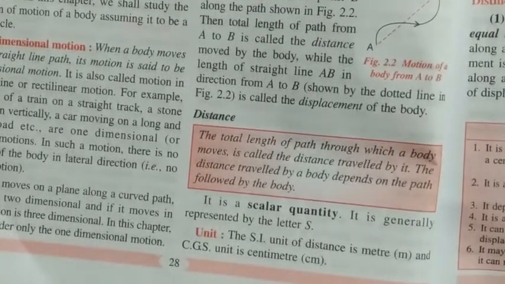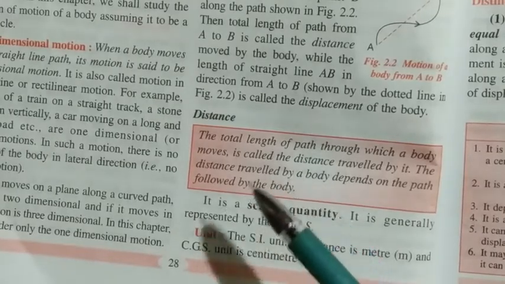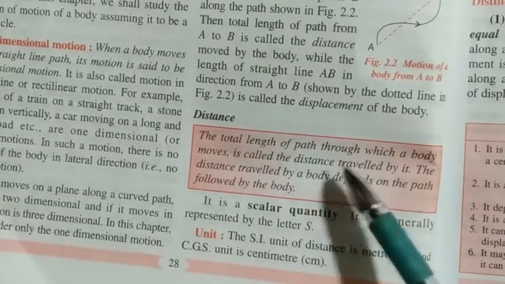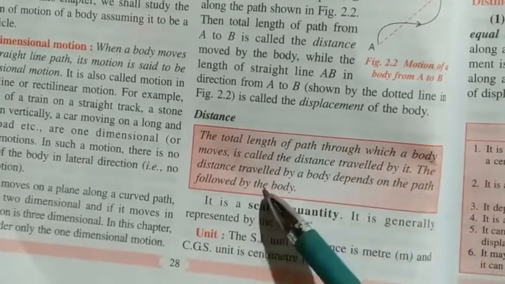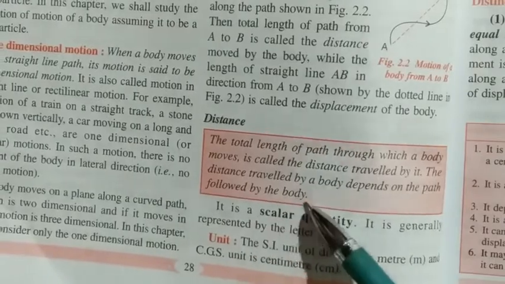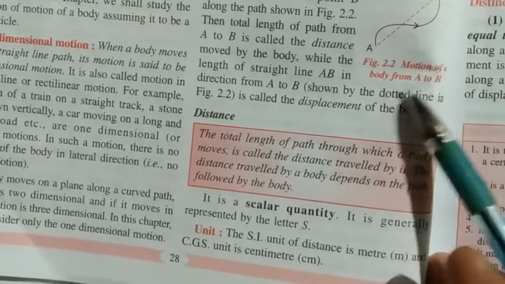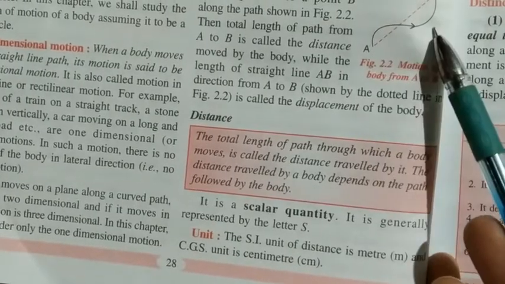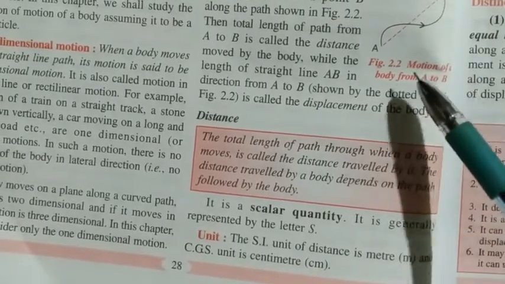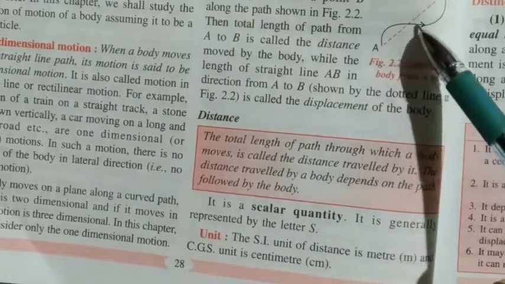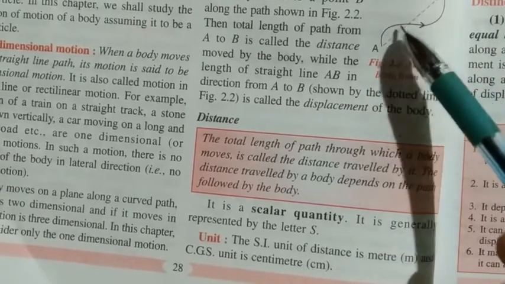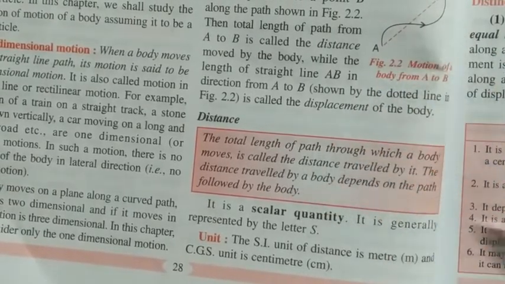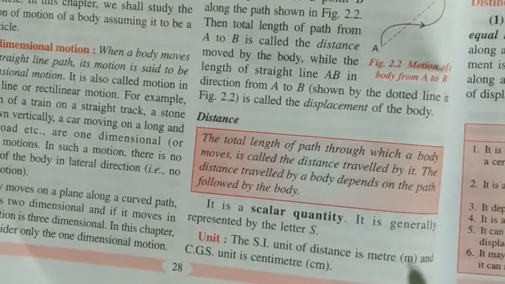Distance and displacement. The total length of path through which a body moves is called the distance traveled by it. The distance traveled by a body depends on the path followed by the body. Here you can see the motion of a body from A to B has been shown. So the total distance covered by the body is like this. It's in a curvy figure. Okay? So it's a scalar quantity.